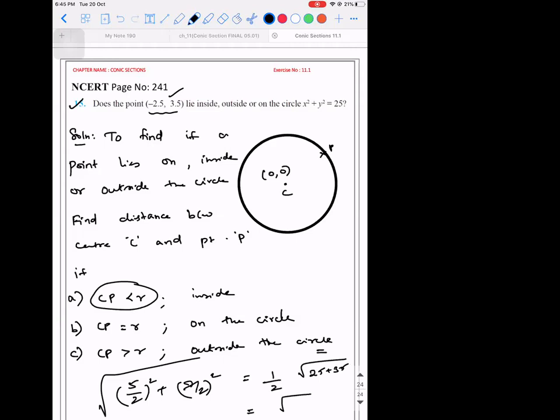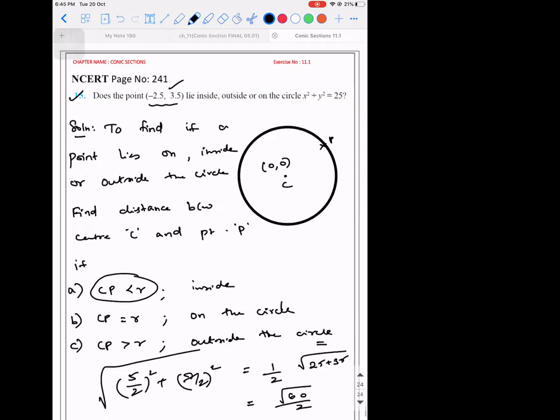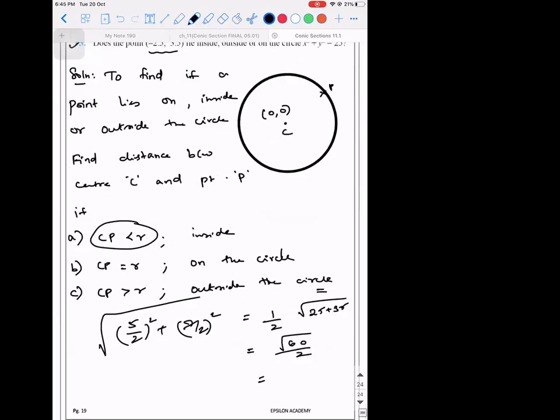I think it should be outside. No, it is root 60, right? Root 60 by 2. What is root 60? Can we write it as 15 into 4? So 2 root 15 by 2. So it is root 15. Root 15 is how much? 4 point something. Yes, it is inside the circle. That's right.